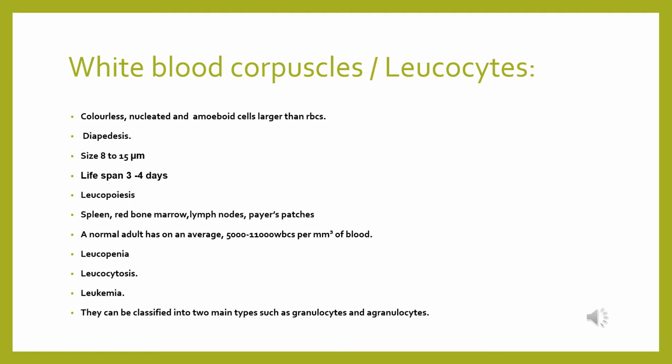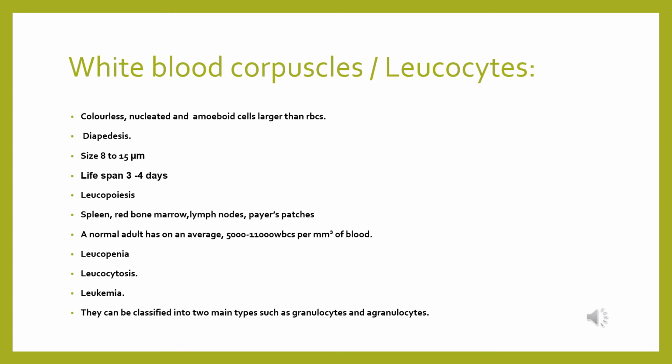Now, when we study the blood sample, the count of WBC in a normal adult is approximately 5,000 to 11,000 per cubic millimeter of blood. If there is a decrease in the number of WBC, it is called leukopenia, and it is mainly seen in patients suffering from diseases such as HIV infection, AIDS, TB, or due to some radiation or shock. That person will have a decreased WBC count.